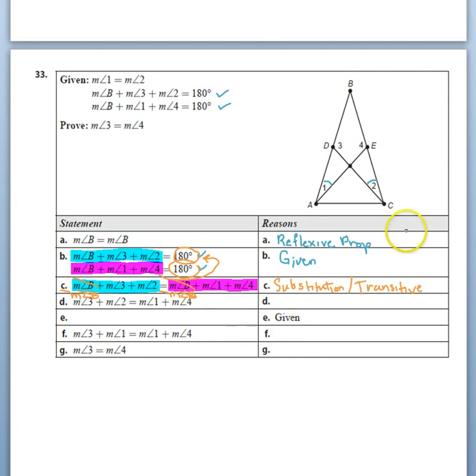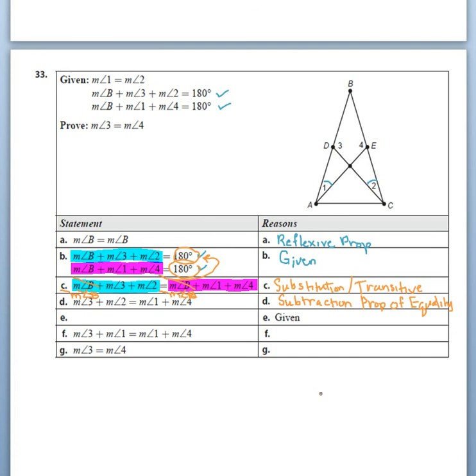So how did I get from statement C to statement D? Well, that was by subtraction. So I would write subtraction property of equality. Okay, now this one we haven't come across one like this where we have to fill in the statement. But it's not too hard of a one. They're starting us out fairly easy.